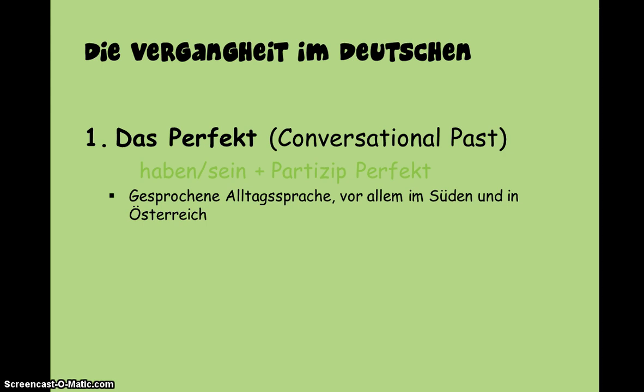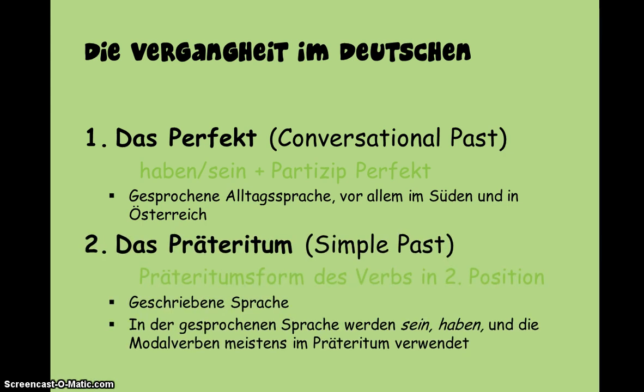The second past tense is called das Präteritum, or the simple past. The simple past, as indicated by the word simple, is really rather simple, and it only has one word that we have to use, just like in English you would use one word for the past tense, and it's just a special form of the verb. It is used mainly in the written language, but it's also used in the spoken language in northern Germany, and also in the spoken language.